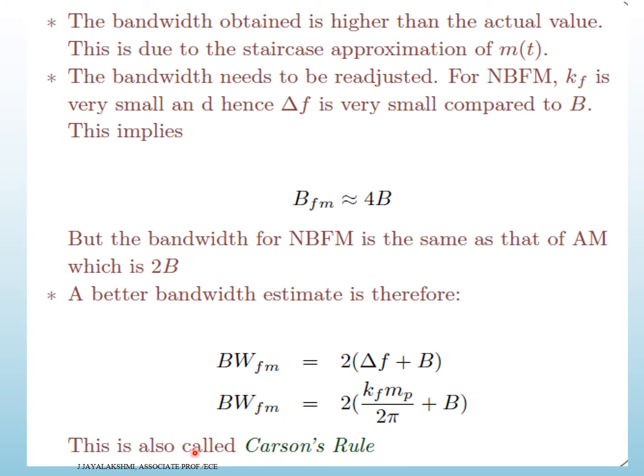So, this is called Carson's rule. This leads to calculating your narrowband FM bandwidth, rather than approximating it as 4B or 2B. So, you are going to have the bandwidth of the FM with the help of this modulation index value mp, and by 2 pi value will give you Carson's rule.